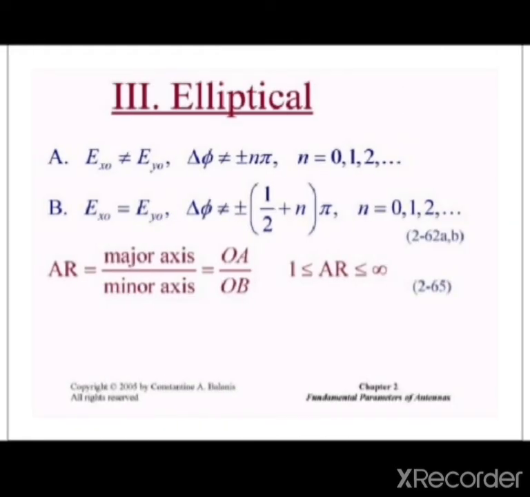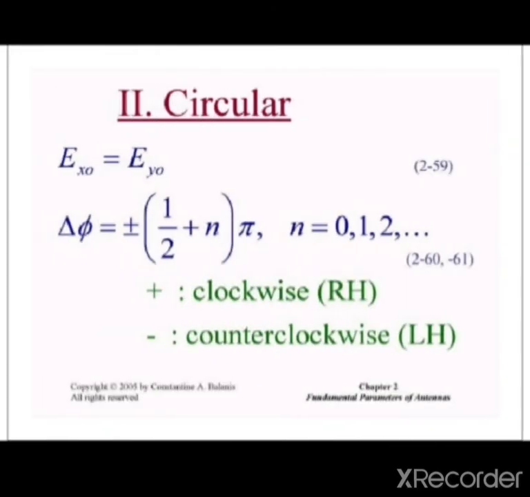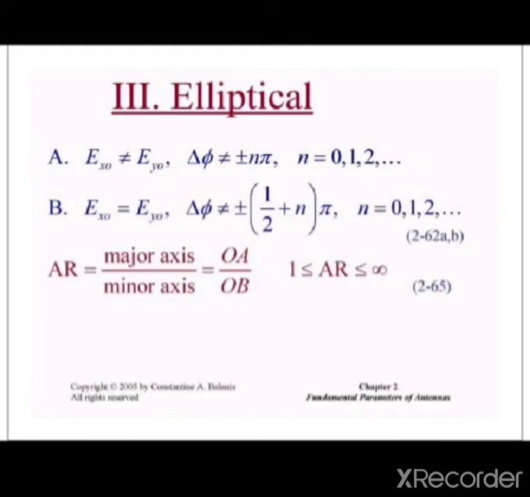Now, coming to the circular polarization, both components will be 90 degrees apart and both axes will be equal, Ex naught equal to Ey naught. But in the elliptical case, Ex naught is not equal to Ey naught, and the phase difference is delta phi equal to plus or minus n pi, where n is 0, 1, 2, 3. That means again Ex naught is not equal to Ey naught, and delta phi is not equivalent to this value. This is the second condition. Then the axial ratio, indicated here by AR, is the ratio of the major axis to the minor axis.